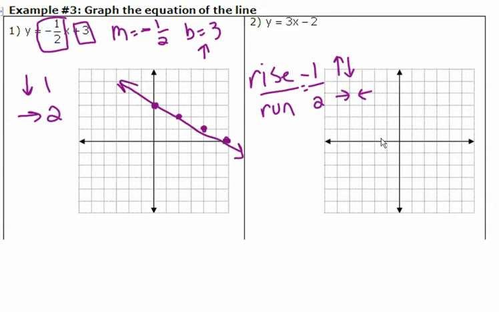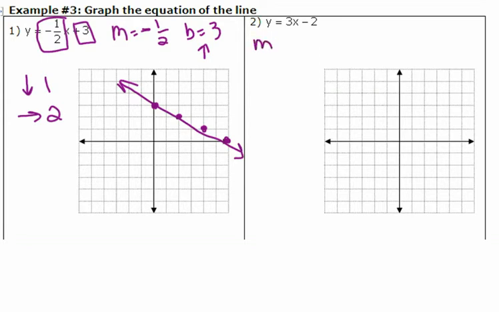So let's look at number 2. Let me erase this. So I have y equals 3x minus 2. So my slope is 3. My y-intercept is negative 2 since there's a minus sign. So I start at negative 2 on my y-axis.